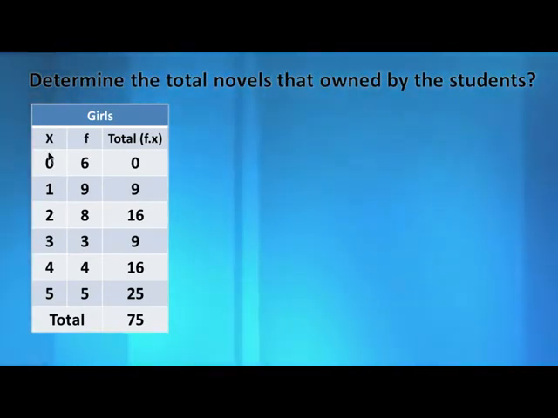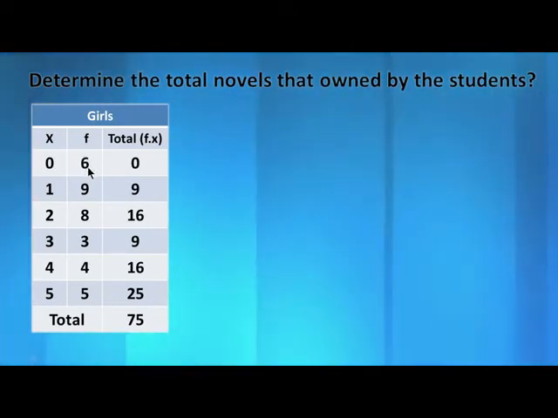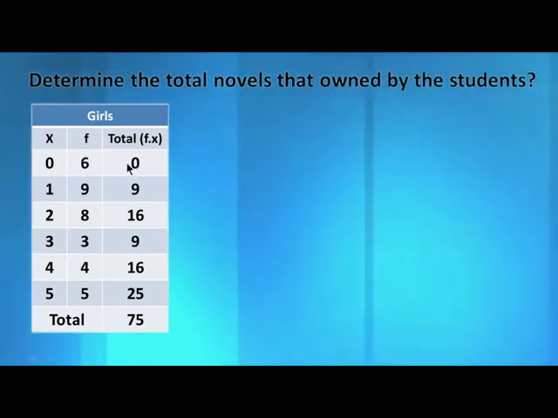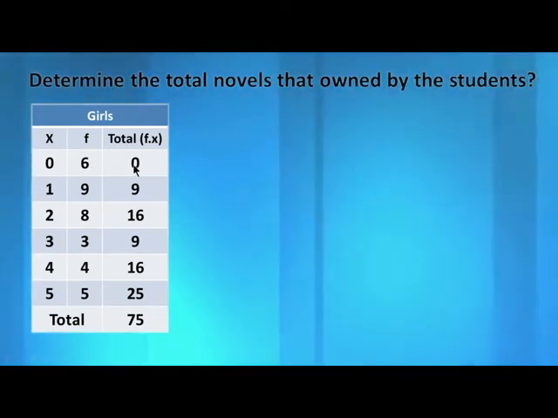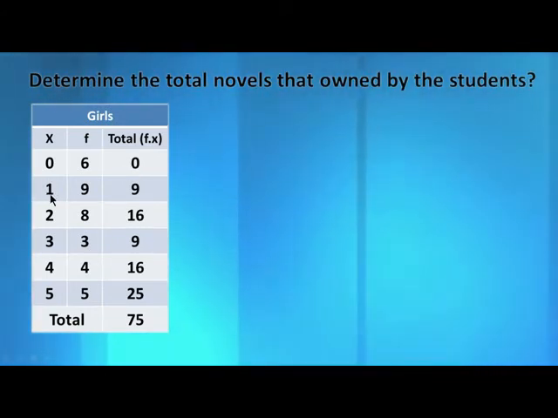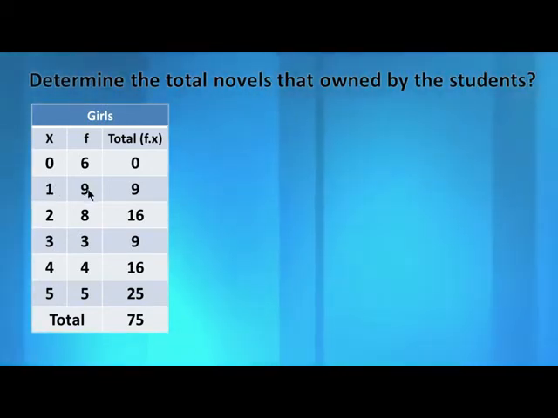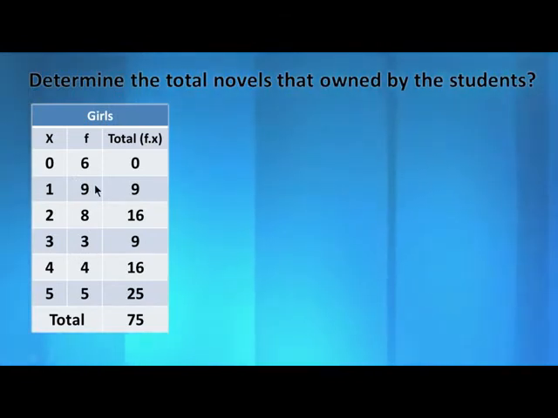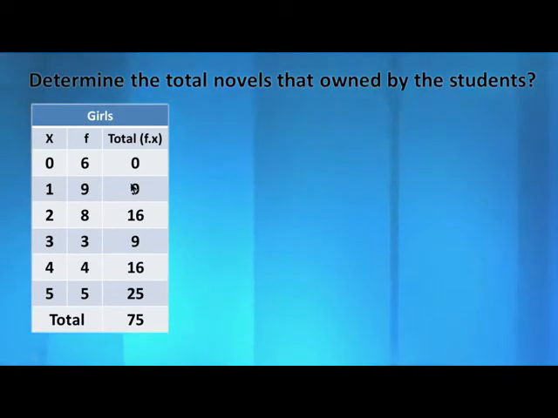So the students that have 0 novels are 6. So the total is 0. You multiply 0 and 6, you got 0. The novel that owned by girls, that actually one novels, is actually 9. There are 9 girls that own one novel. It means each of 9 girls have one novel. So the total novels is 9 times 1 equal to 9.